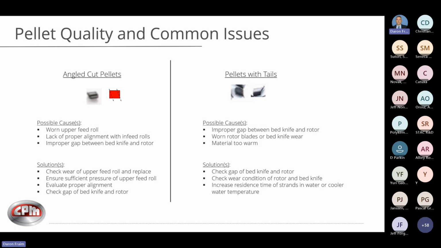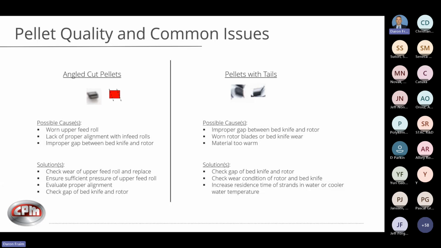And so when we look at angled cut pellets, it could be different reasons. Your upper feed roll could be worn, and so you don't achieve great control of the strand in feed. So there's a little bit of migration or wiggle room where that strand's wanting to shift one direction, left or right. And so then it goes in at a different angle to that cutting chamber, and then you get, of course, the angled cuts. It could be a worn upper feed roll. It could be possibly even just lack of proper alignment.